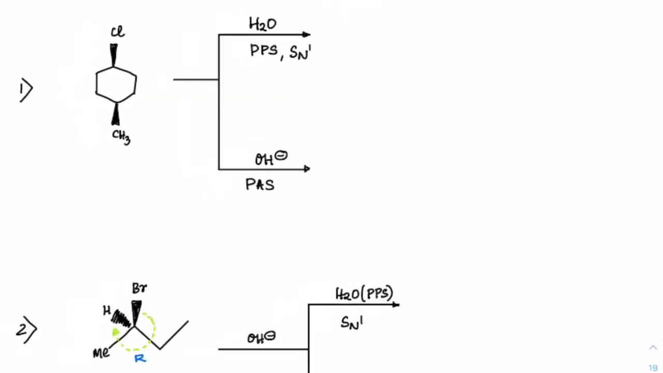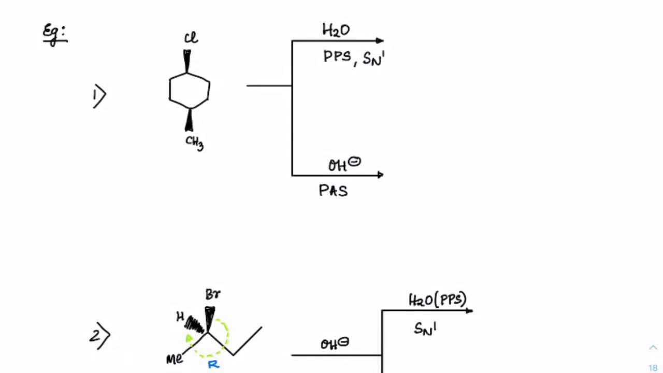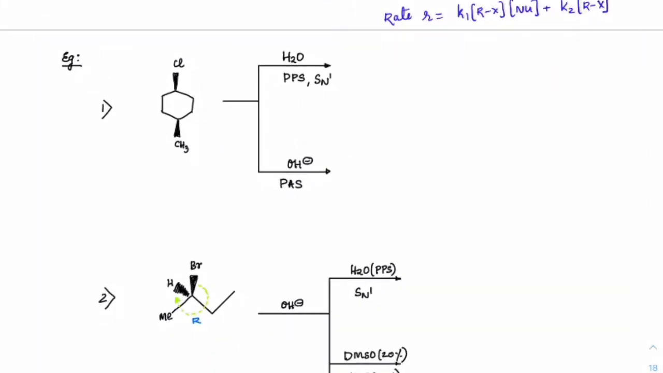Now, coming to this, there are certain examples which I am putting out here so that we can understand whether they will go for an SN1 reaction or an SN2 reaction. See here, it is a secondary position. On the secondary position, when you treat that with a weak nucleophile like water, solvolysis will happen.